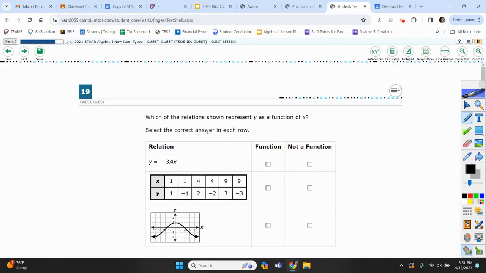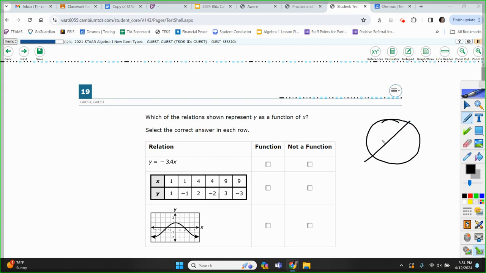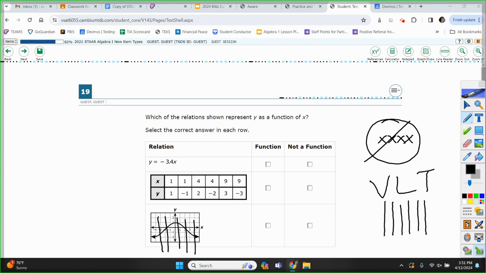Number 19, circle the functions. Remember our supplemental aid where we had the big circle with the dash through it, and it helped us remember that no repeating x's means it's a function. If there are no repeating x's, it's a function. Also, the vertical line test. If it gives you an equation like this linear equation, type it in Desmos and see if it passes the vertical line test. If there's a line you can draw that goes through the graph more than once, then it's not a function. If you're looking at a table, you're looking for repeated x values. Again, here's a graph. You're checking this using the vertical line test. All right.